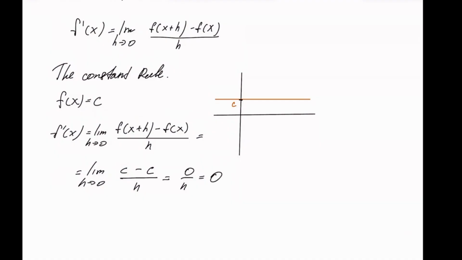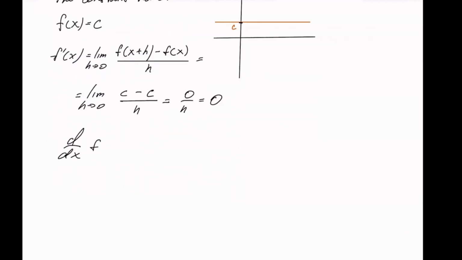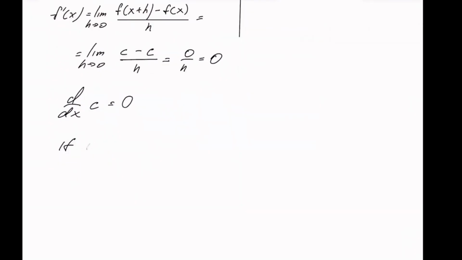This gives us our first differentiation rule, the constant rule. If c is a real number, then d dx of c is equal to 0. This makes sense intuitively because the constant function doesn't change as x changes, so its rate of change is 0.